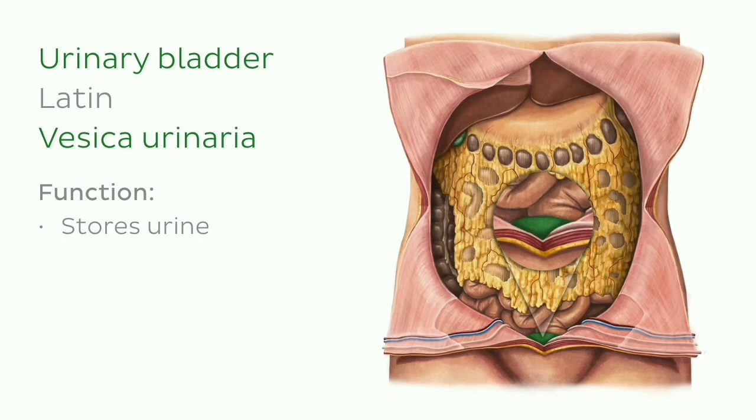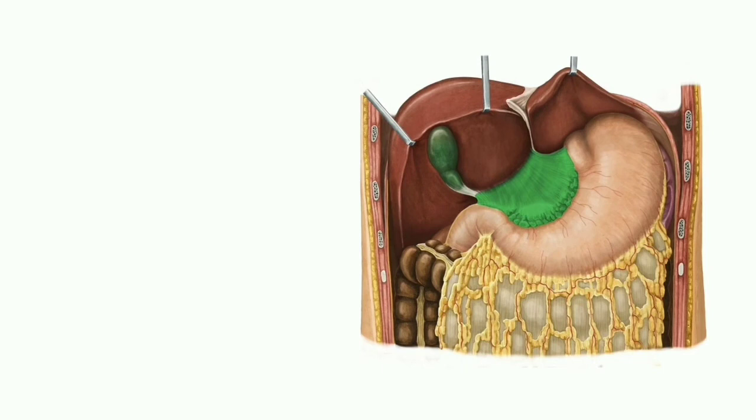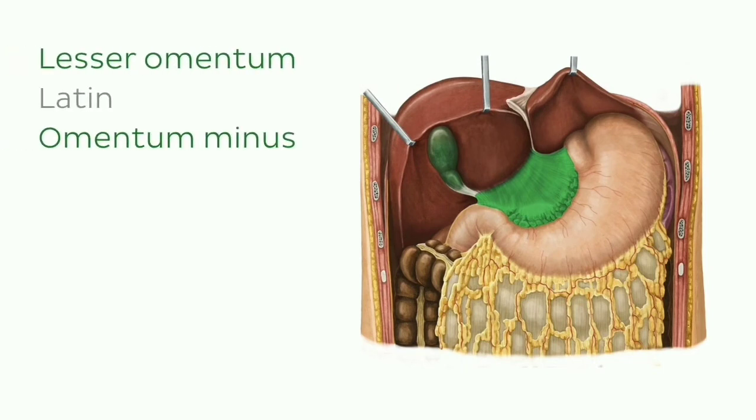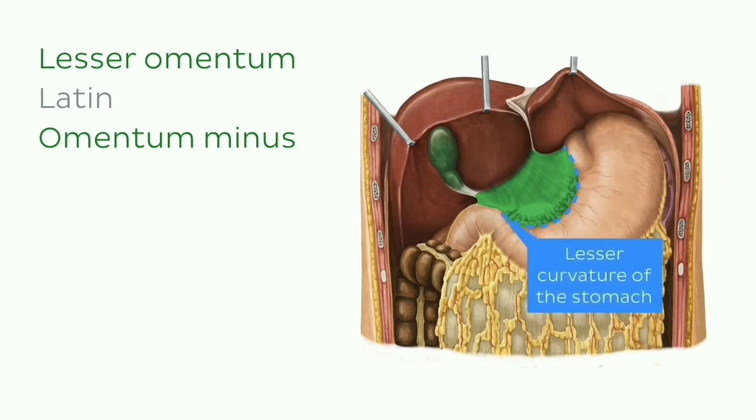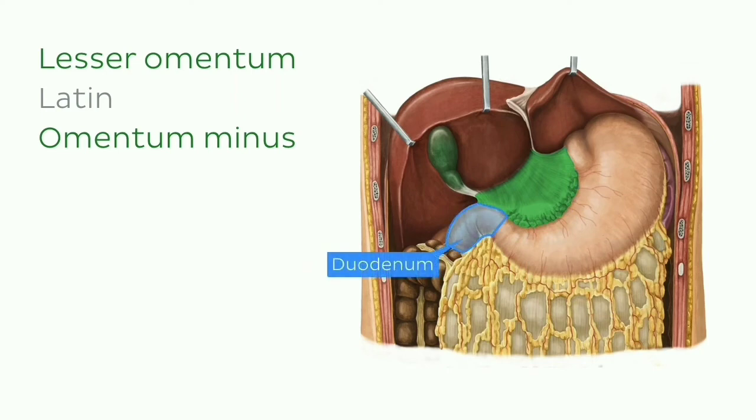So before we go on to our clinical notes, I have one more structure that I must mention. If we have a greater omentum, then we must of course have a lesser omentum. So the lesser omentum is a double layer of visceral peritoneum, and it attaches from the lesser curvature of the stomach and the proximal part of the duodenum to the liver.